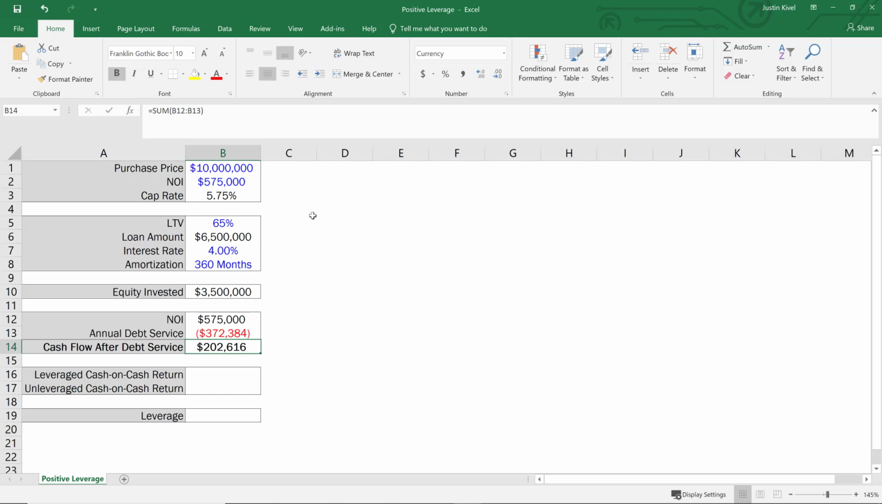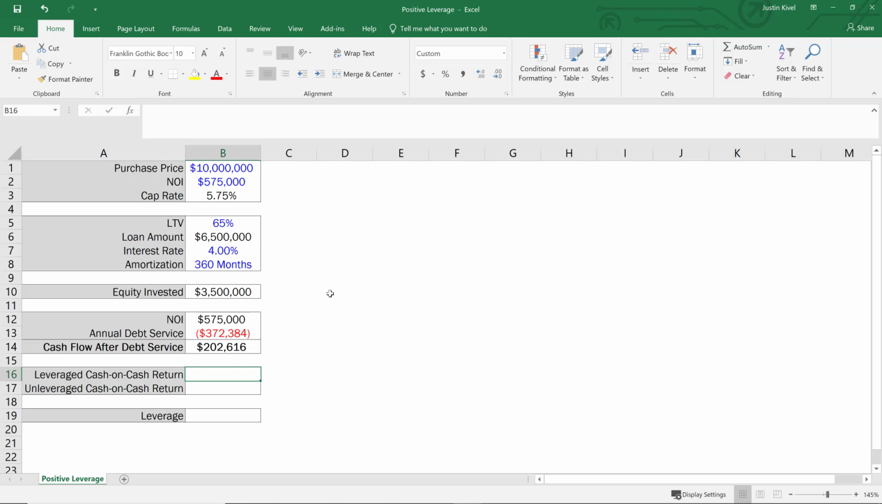So what we need to do is calculate the leveraged cash on cash return, which is really going to be our cash in our pocket as a percentage of equity invested, including leverage or debt on the deal. So taking into account the loan that we get on the property and the debt service, and then the unleveraged cash on cash return. So that doesn't take into account any sort of loan at the property. So we're really taking the equivalent of what is going to be the cap rate. So let's start with our leveraged cash on cash return and build that out first.